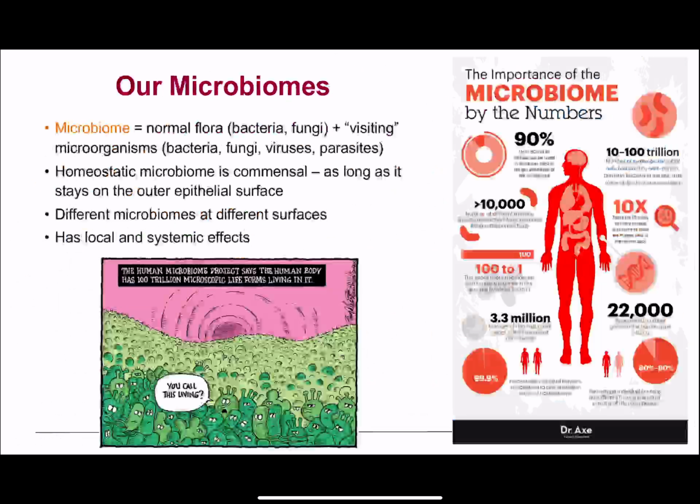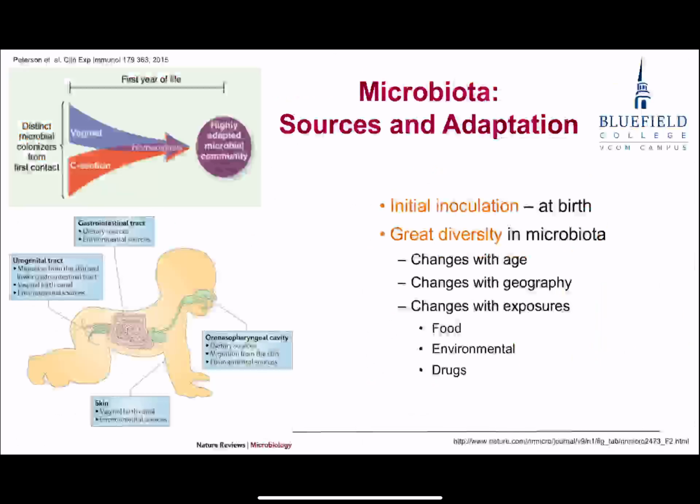All right. So how do we get this microbiome? We're inoculated at birth. There is a dramatic difference in the microbiome for babies who are born vaginally versus babies who are born by C-section. So part of that process of traveling through the birth canal is inhaling, sampling mom's flora to start that colonization in you as a baby. And then you've got that great diversity that changes throughout age, with geography, with all of the different exposures, whether that exposure is food versus drugs versus just the environment. Right?